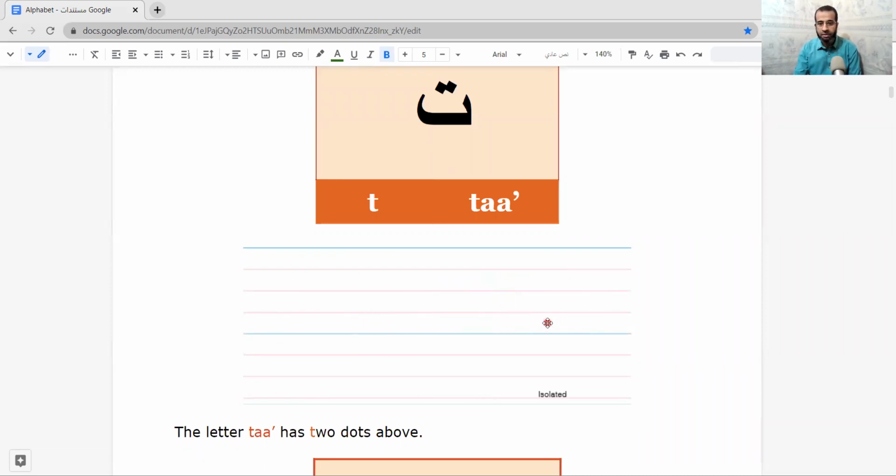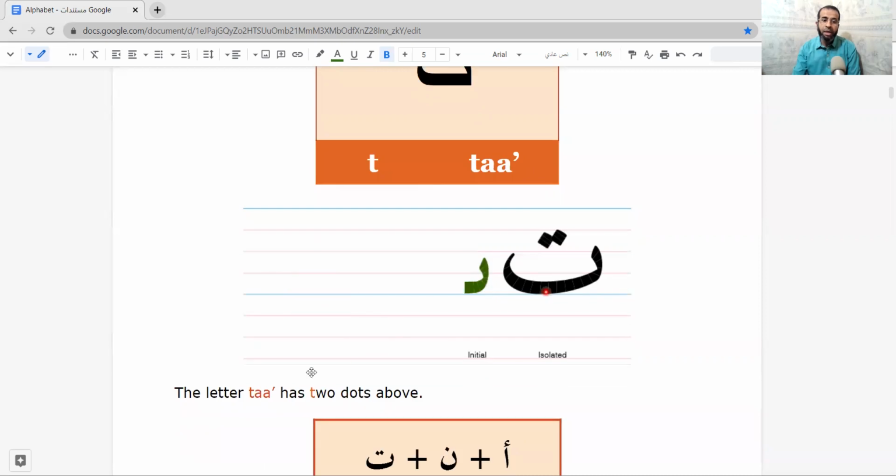Don't forget to write. Take your pen and paper and write and repeat until you master it. The letter ta has two dots above. If you forget, you can use this. Its sound is ta, and it has what? Two dots. So when it has two dots above, it's ta. It's the letter ta.